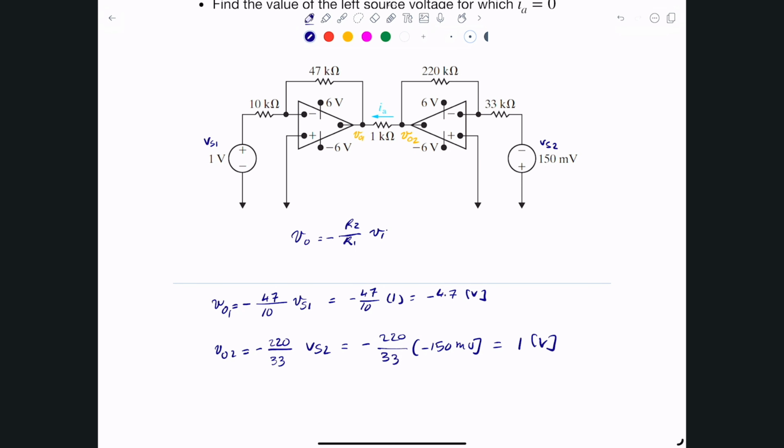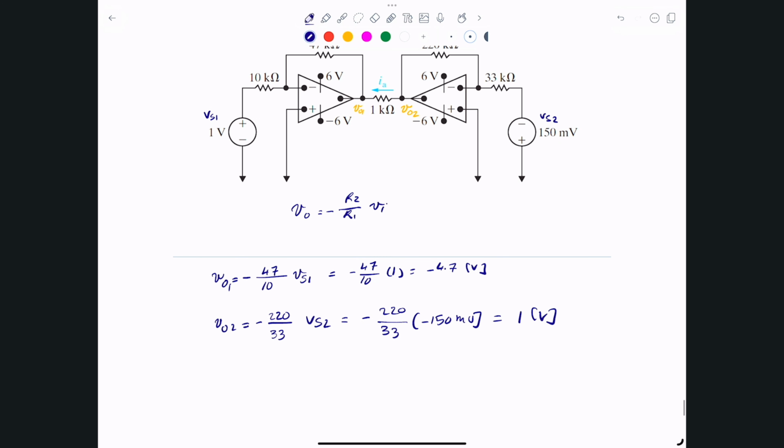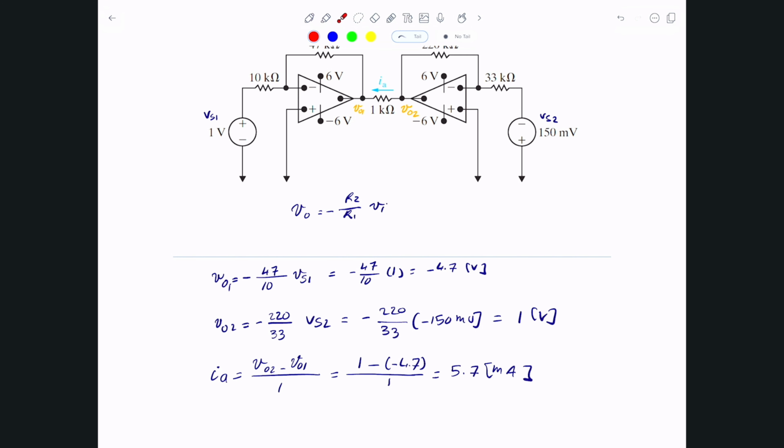Now that we have these voltages, we should be able to figure out what IA is. IA is simply V output 2 minus V output 1 divided by 1 kilo ohm, and that becomes 1 minus negative 4.7 divided by 1, which is simply 5.7 milliamp. Okay, so now we know this particular one is done.